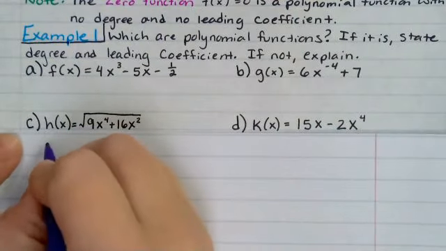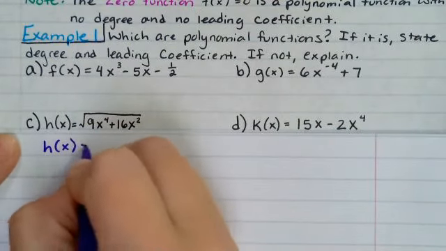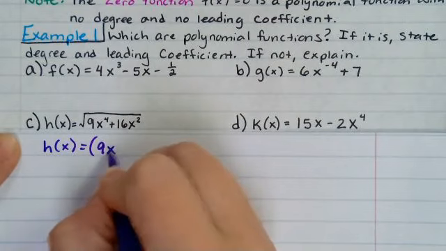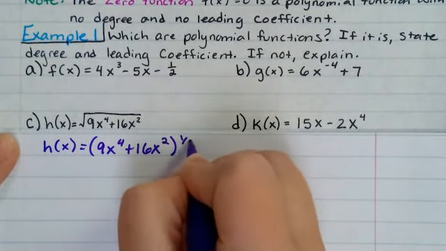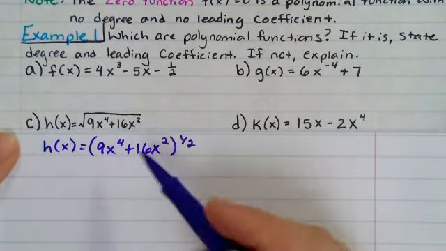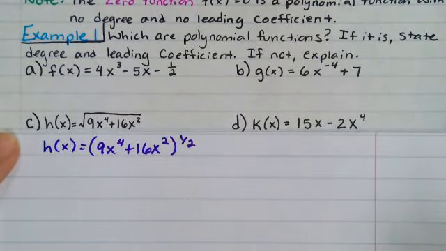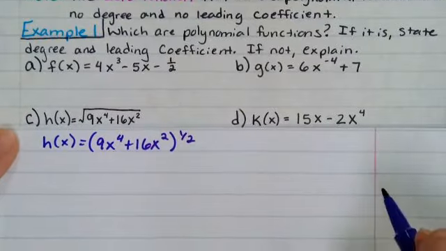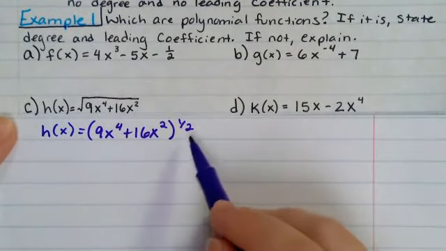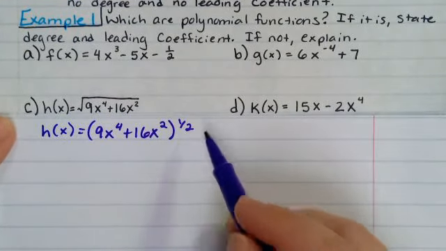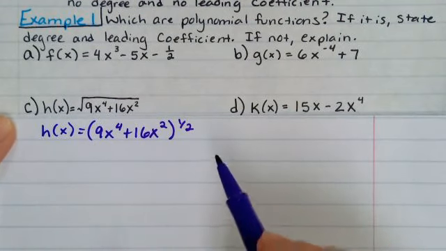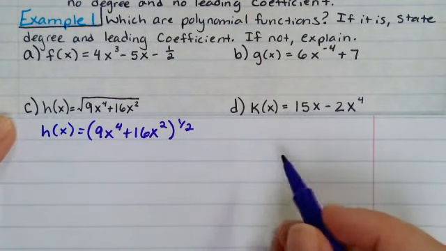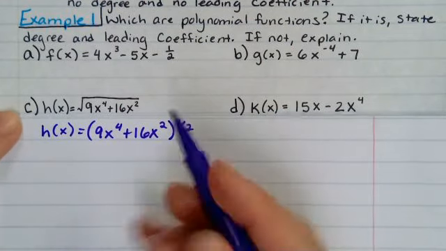So I could rewrite this guy, technically, as to the 1/2 power. That means the exact same thing. So if you wanted to rewrite it that way, you could. A lot of people stop here and they say there's a 1/2 exponent, and that means that it can't be a polynomial function. Okay?